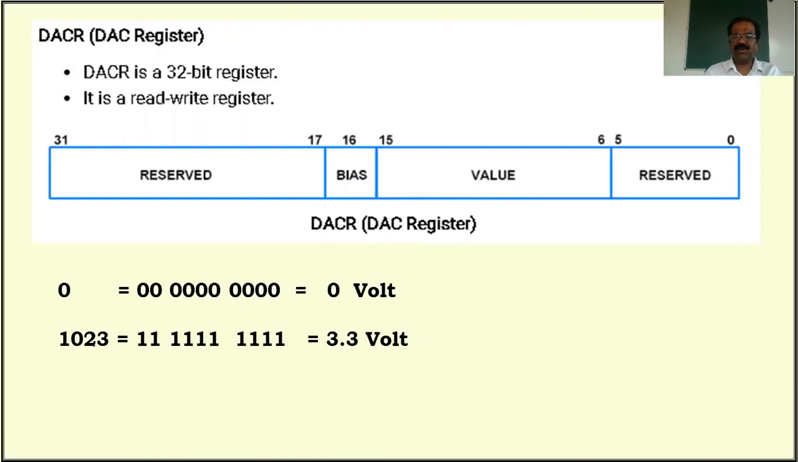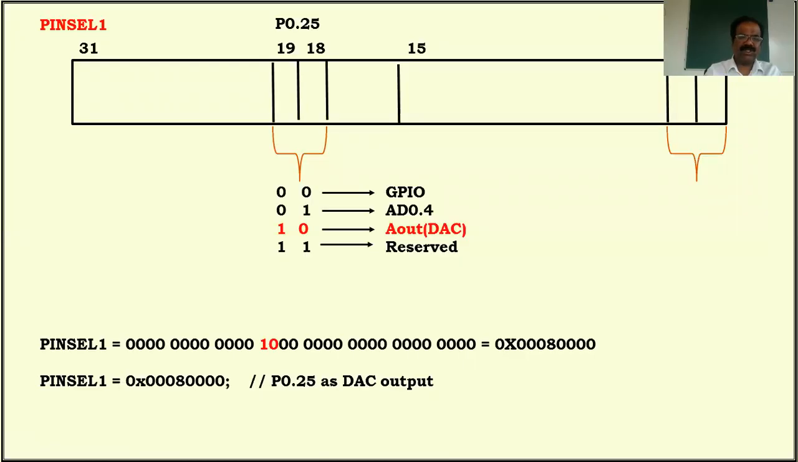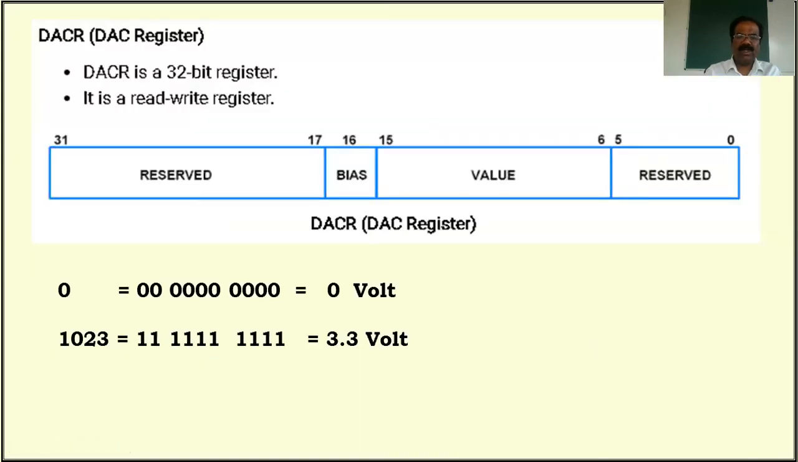First we have to configure P0.25 as AOUT, analog out, by using the pin select 1 register. I already explained that, so this is the instruction used for that purpose. Any doubts here? Therefore, we have to write the appropriate digital value here. If you write 0 here, 0 volt appears on P0.25. If you write all ones, 10 ones, then 3.3 volt appears on P0.25.